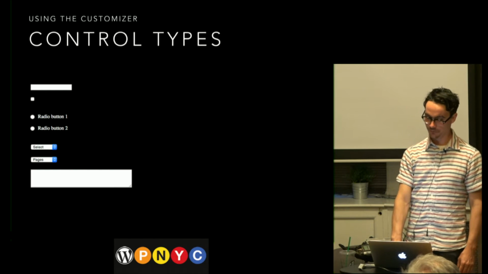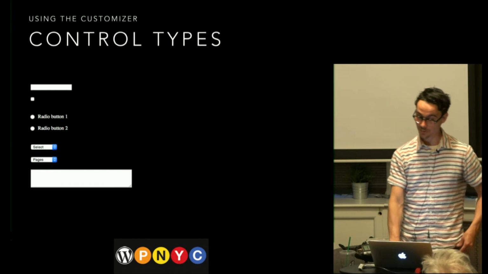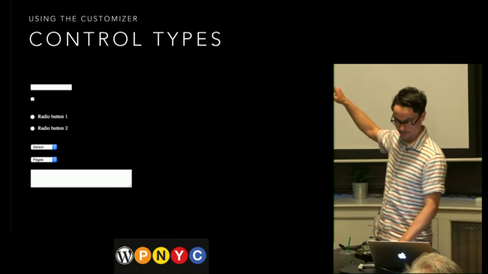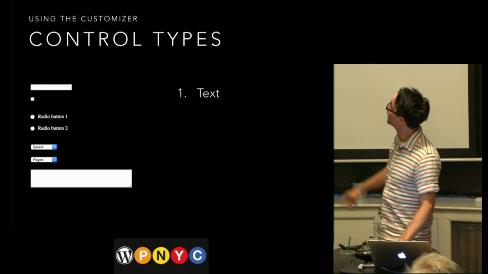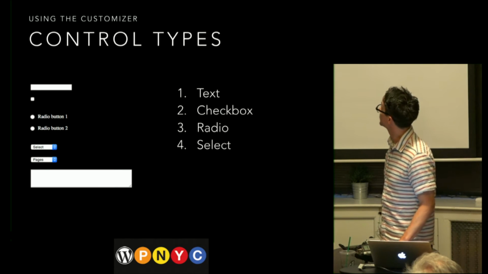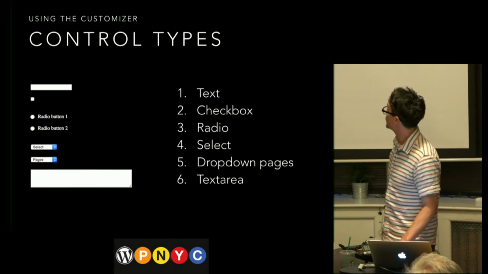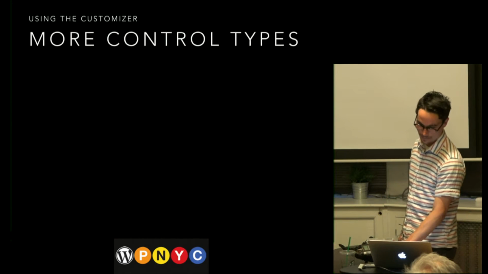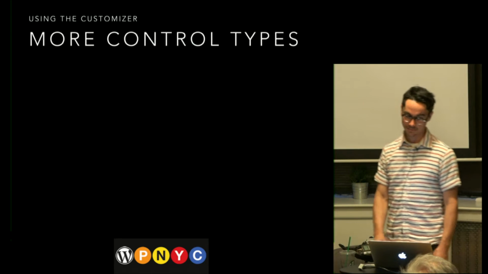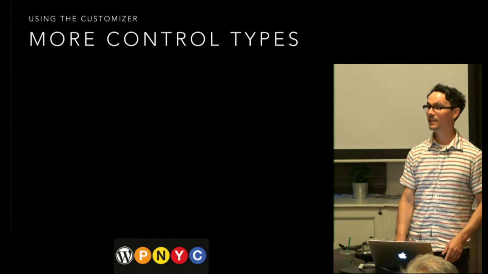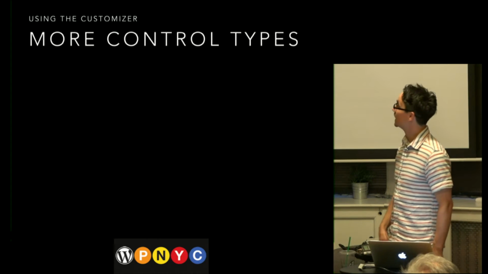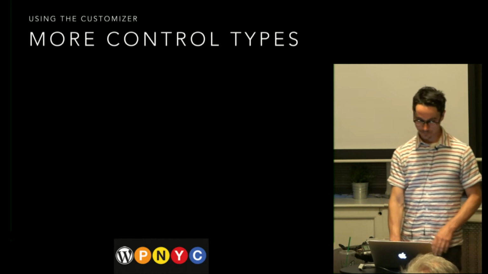There are six default field types supported by the customizer, all the ones on the left: text, checkbox, radio buttons, select, drop-down pages, and a text area, right? But there are even more control types that you can add. And this is where WordPress really takes off, and this is where developers have a lot of fun, right?